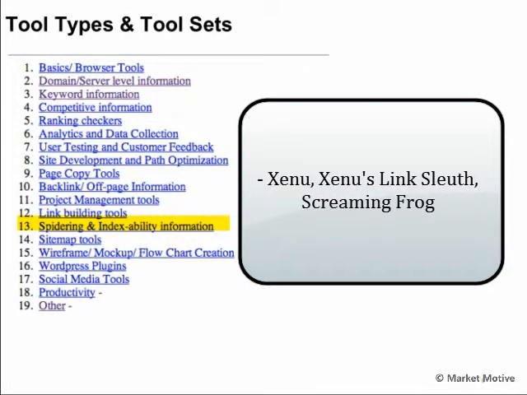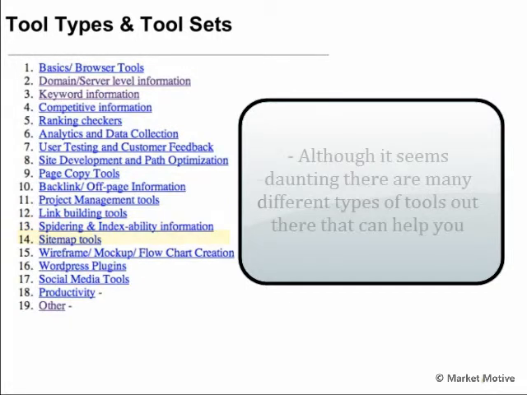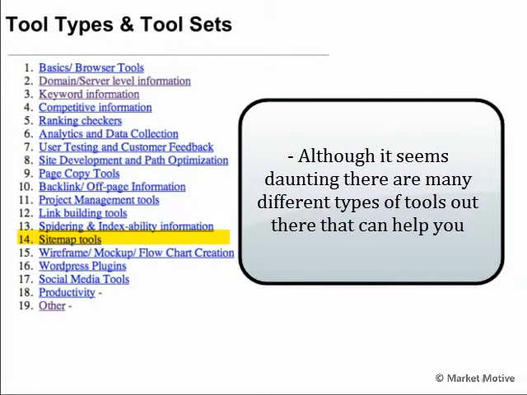Spidering and indexability information. What do the search engines see when they spider your site? Some that popped to mind here is Xenu Link Sleuth if you're running Windows, and Screaming Frog if you want a version that will run on a Mac. Sitemap development tools kind of fall into this same vein. Wireframe and information architecture tools, WordPress plugins, social media, and the list goes on and on.